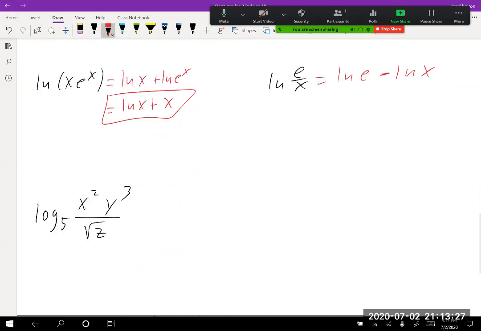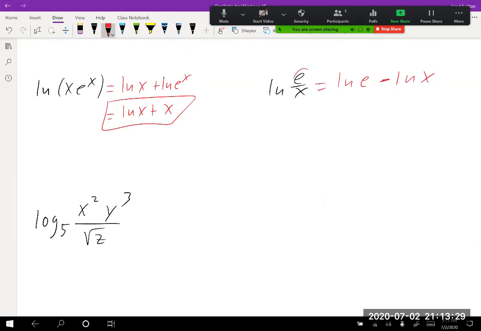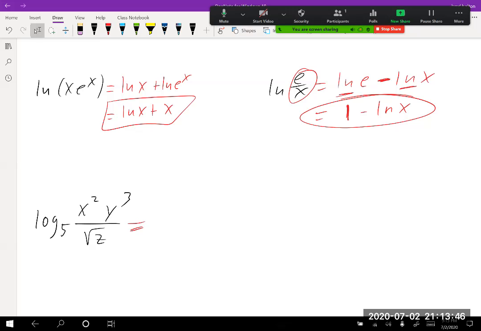So let's go over here. This was division, so I just put a subtraction sign. Now remember, they're the same base. They're both natural logs, which means they're base e. However, natural log of e is 1. So this becomes 1 minus ln of x, and this would be our answer, okay? Now this one takes a little bit longer. It's not worse, it just takes longer.